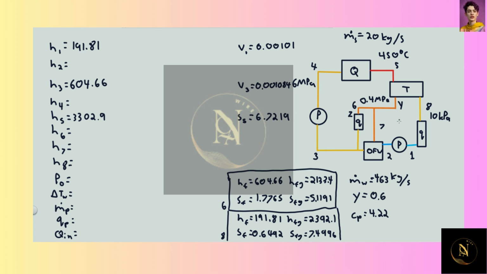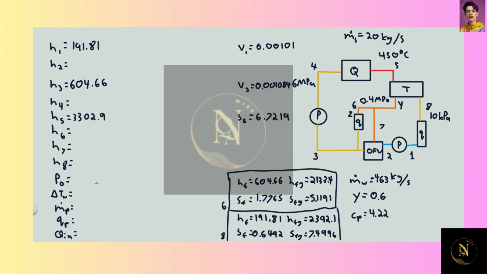We're told that 60% of the steam is extracted at part Y at stages 6 and 7, and we know that the specific heat of water is 4.22 kilojoules per kilogram per degree Kelvin.